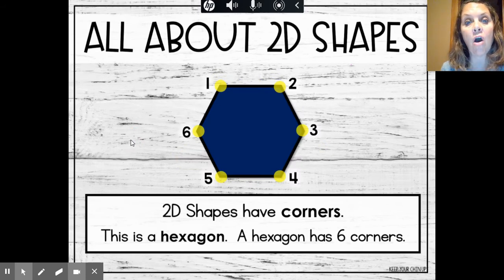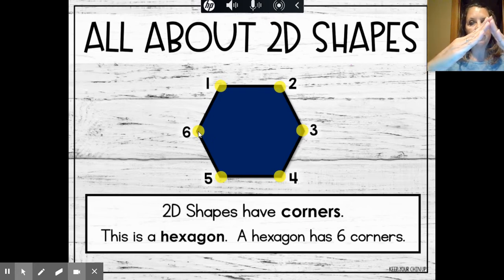2D shapes also have corners. Another fancy name for corner is a vertice. How many corners does this shape have? Let me pause. Very good. This shape has 6 corners. 1, 2, 3, 4, 5, and 6.